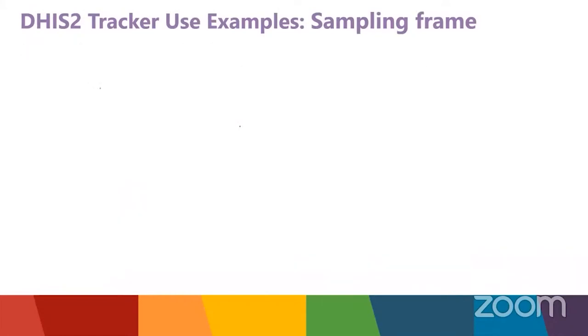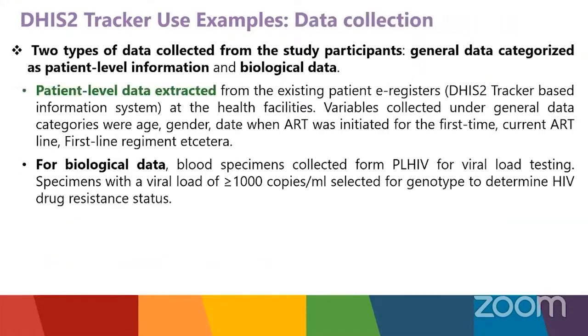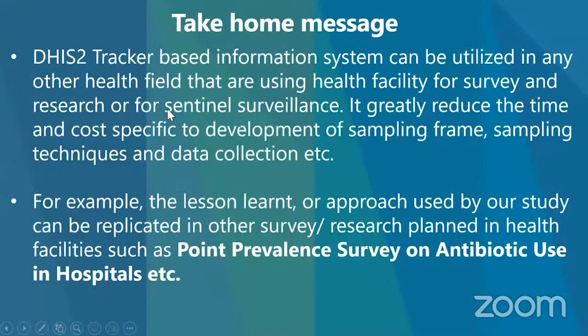Maybe I can present this on another platform, but I'll share this slide with Saurabh, and you can access these slides. This is really important: how we can use a DHIS2 tracker-based information system to conduct research at the health facility, for surveys or sentinel surveillance. It greatly reduces the time and cost of developing sampling frames, sampling techniques, and data collection. For example, our lessons learned and approach can be replicated in other survey research in health facilities, such as WHO-recommended point prevalence surveys on antibiotic use in hospitals, and CDC surveys. But I'll present this in detail in other forums. That's it from my side. Thank you.